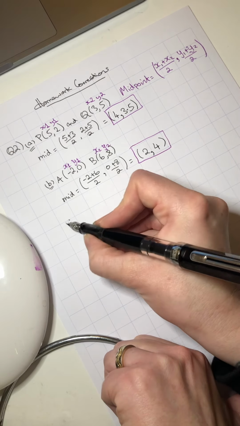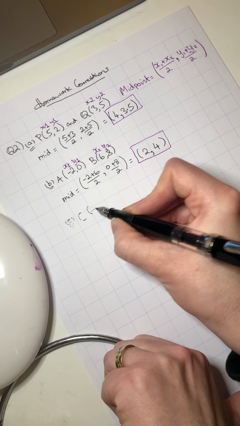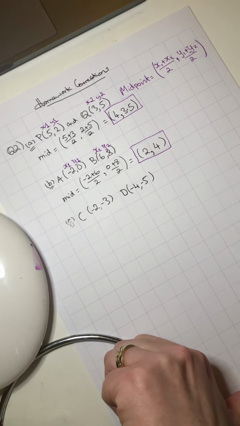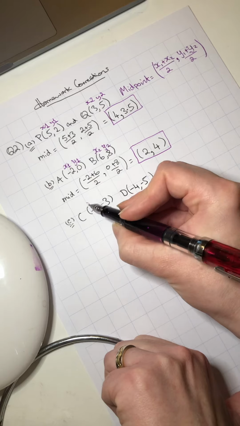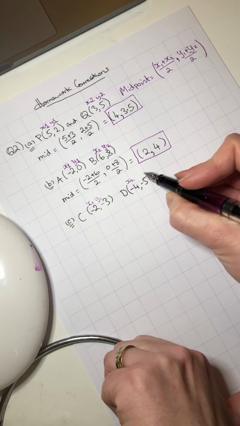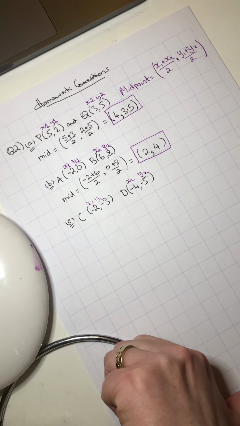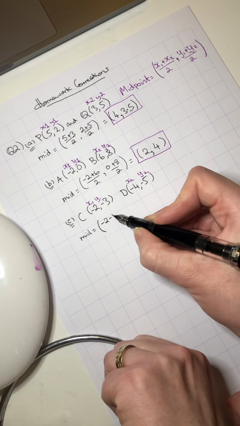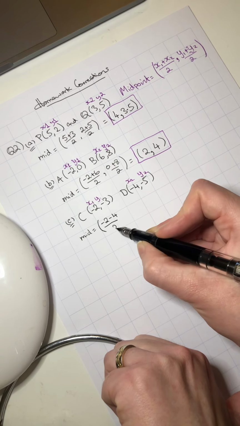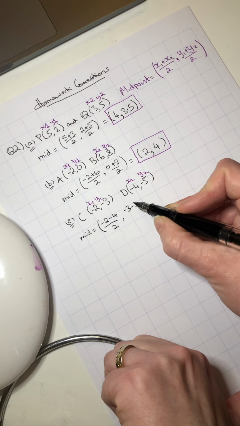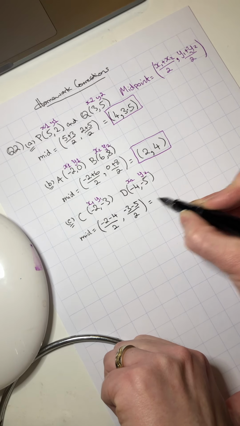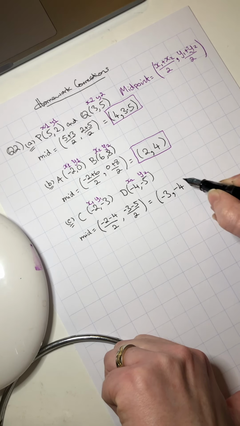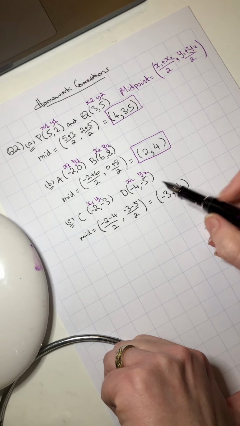Part C, we have C, which is minus 2, minus 3, D, which is minus 4, minus 5. And again, I label it x1, y1, x2, y2. And the midpoint formula is going to be minus 2, minus 4. When I add a negative number, it's negative. Minus 3, minus 5. Again, I'm adding a negative number. And that gives me minus 6 over 2, which is minus 3. Minus 8 over 2, which is minus 4. And that's my answer.